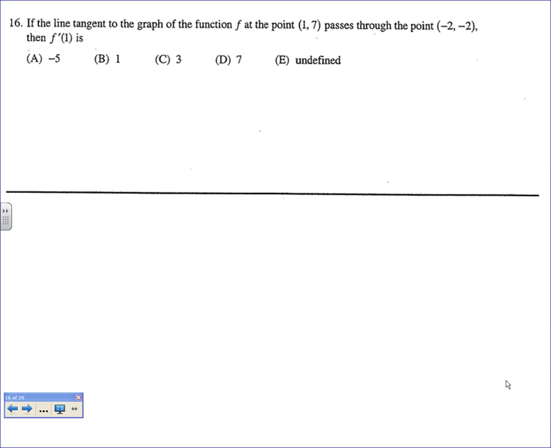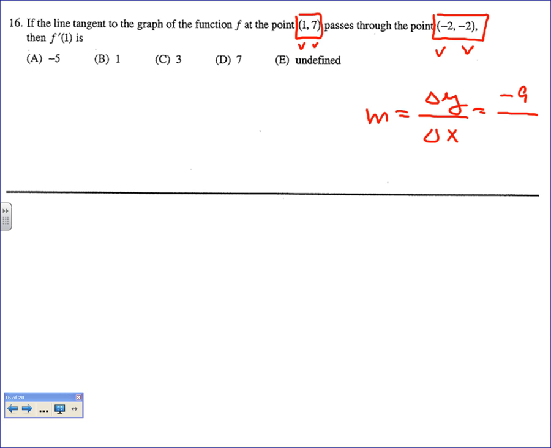Number 16 wants a tangent line, and it says that the tangent occurs at (1, 7), but the tangent line also passes through the point (-2, -2). So we can find the slope of this line that contains these two points by saying, what is the change in y over the change in x? The change in y from 7 to -2 is down 9, and the change in x from 1 down to -2 is -3, and that simplifies to 3.